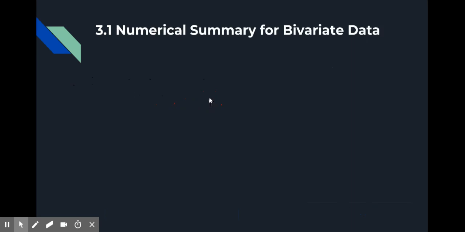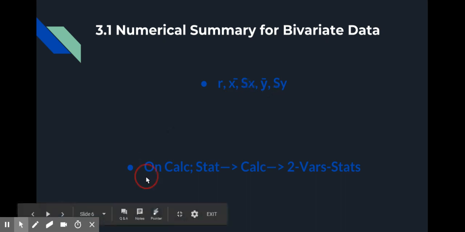The numerical summary for bivariate data gives you 5 values: the correlation coefficient, the mean of x, the standard deviation of x, the mean of y, and the standard deviation of y. And this is how you can get there on the calculator.